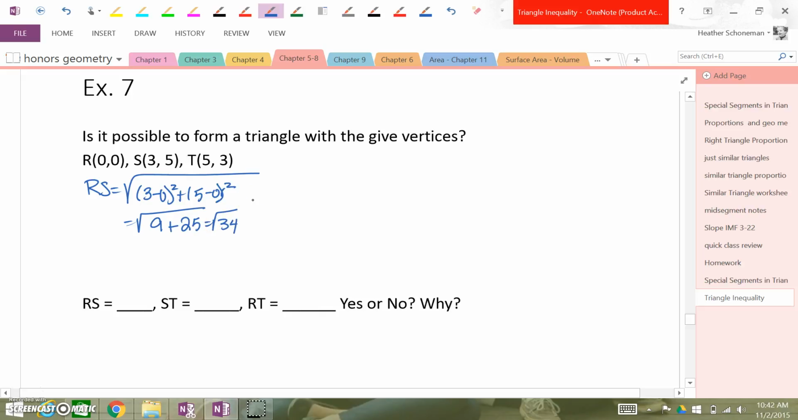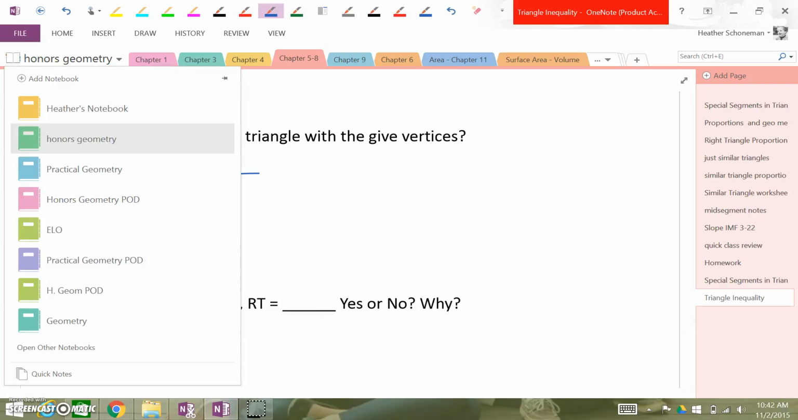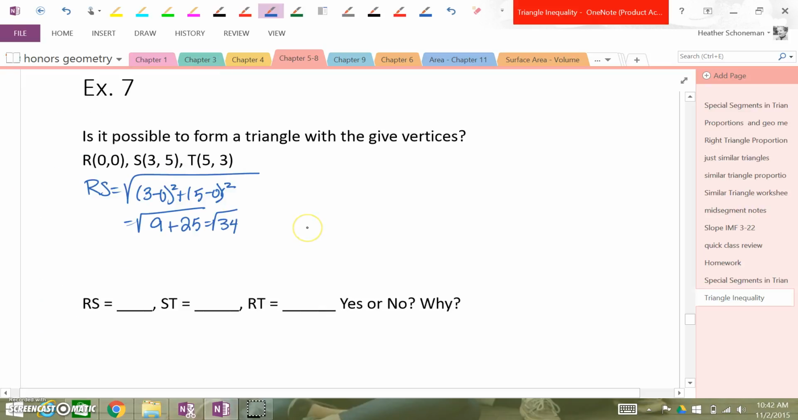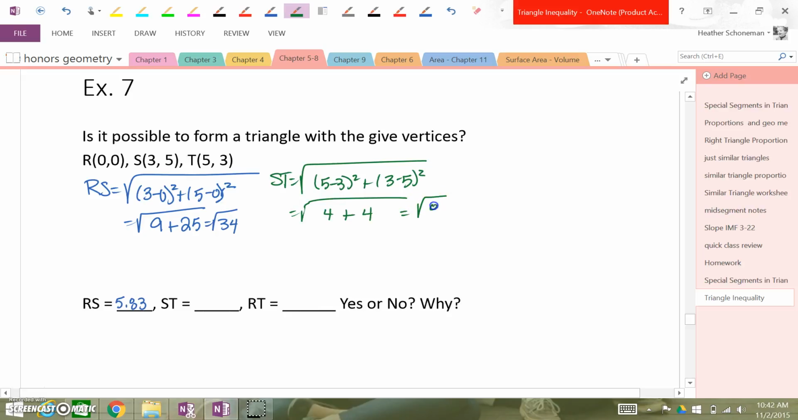Now, in the end, we're going to have to add the 2 smallest. But to add we can't add radicals, so what we have to do is round and make it a decimal. And we have to round to the nearest hundredth. So put it in your calculator, and you're going to get 5.83. Now we need to do this again. Next one, ST. ST would be 5 minus 3 squared, plus 3 minus 5 squared. We get 2 squared, which is 4, negative 2 squared, which is also 4, and then we get the square root of 8. In your calculator, the square root of 8, 2.83.